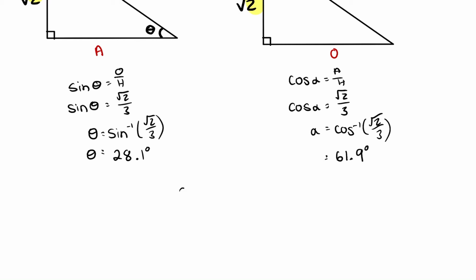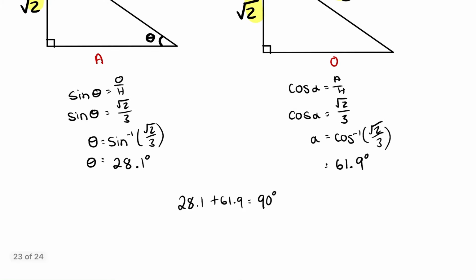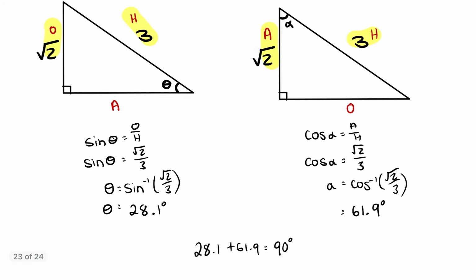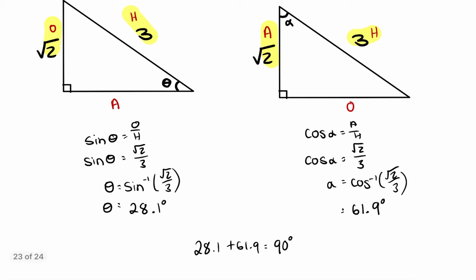Now if you look at these, you know you've done it right. If I go 28.1 plus 61.9 equals 90 degrees. If it doesn't equal 90 degrees, check your rounding as there may be an error there. Because if you remember, in a triangle there's 180 degrees. Now 90 degrees has been taken up by this here already. That's why I know I've got 90 left.